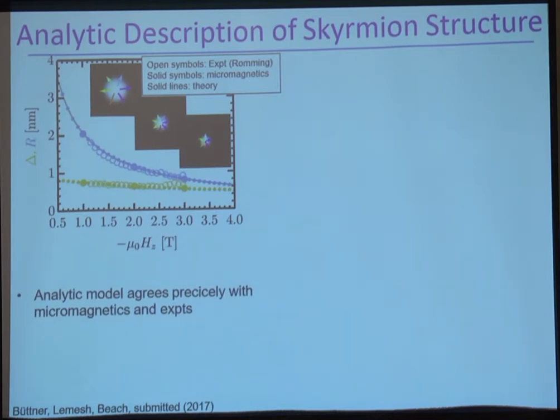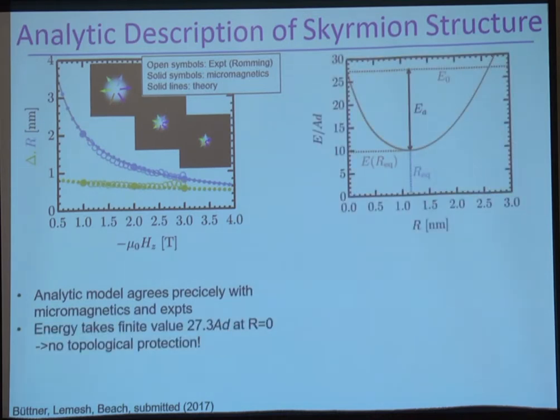And it gives us very useful information, not only on the static structure, but the energetics. You calculate micromagnetics, you find only the lowest energy configuration, but you don't really see what the energy landscape is.